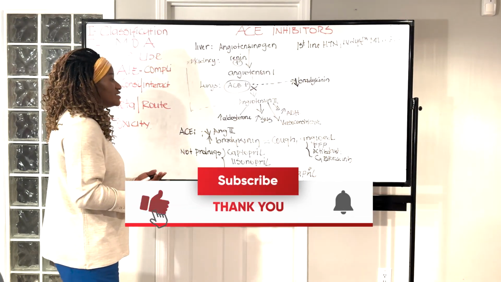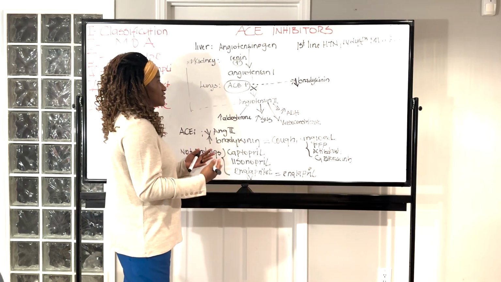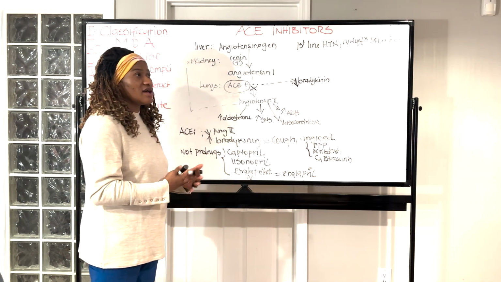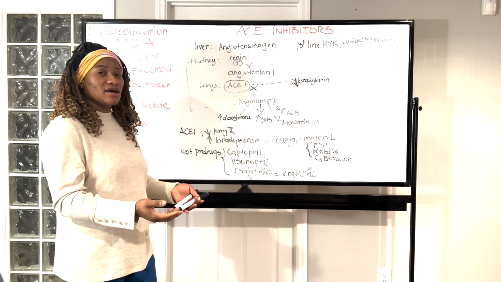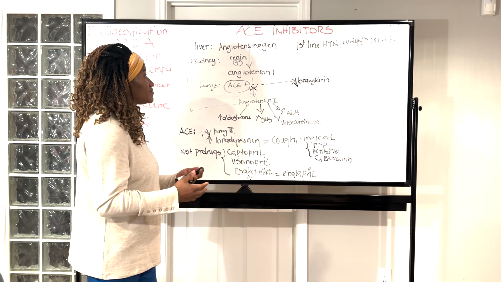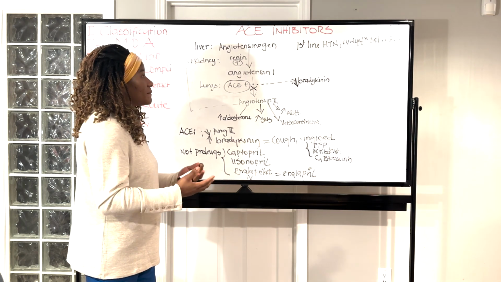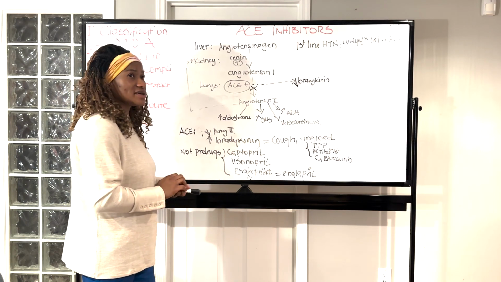Now, another side effect that you can see with ACE inhibitor is agranulocytosis, you can lose your white blood count. Basically, most of the time it's agranulocytosis, and it's going to be with captopril.